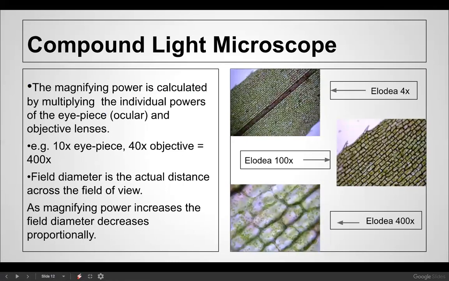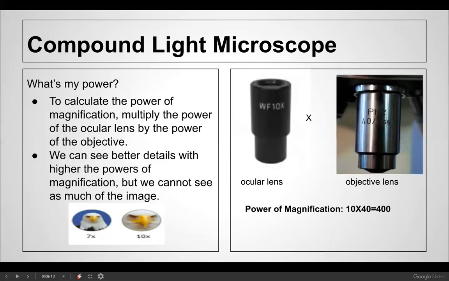Again, here's how you can find your magnification. We just went over that. Just multiply the eyepiece by the objective lens. In the Hilliard City Schools, most of our microscopes have a maximum magnification of around 400. A few of them have ways to make that higher using oil and some other things.